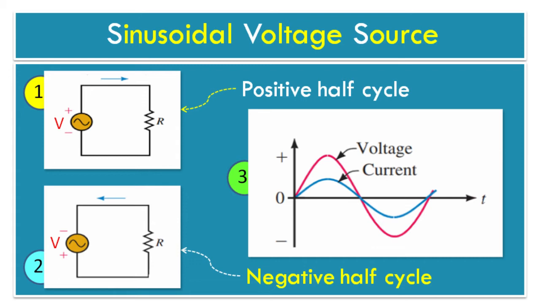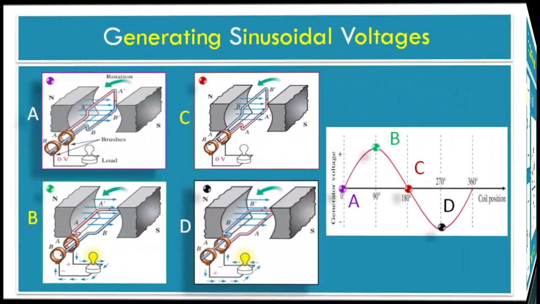Now during the first half cycle, refer to figure 1. A resistor is connected to an AC source. The source voltage is positive, therefore the current is in the clockwise direction. And in the second half cycle, refer to figure 2. The voltage polarity reverses, which means current is in the counterclockwise direction. See the waveform of voltage and current in figure 3, where current is proportional to voltage and its shape is sinusoidal.